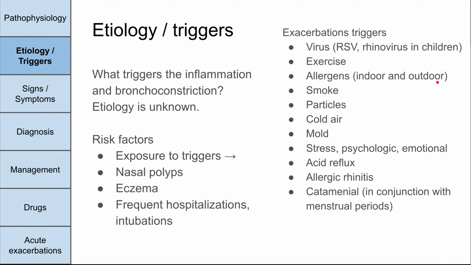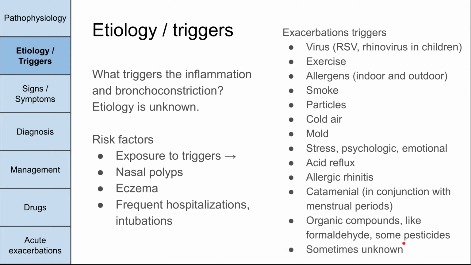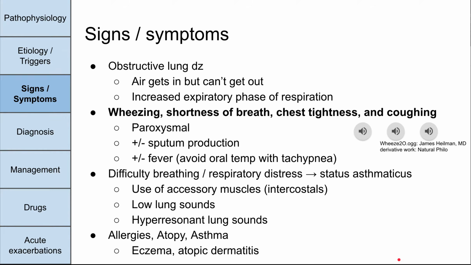Catamenial, so asthma can be triggered in conjunction with your menstrual periods, and the hormonal fluctuations that happen during your period can trigger an asthma attack. Some organic compounds. This is related to some industrial or occupational exposures that people have, like formaldehyde and some pesticides can trigger asthma. And sometimes you have an asthma exacerbation that has an unknown trigger, so you don't really know what's causing it, unfortunately.